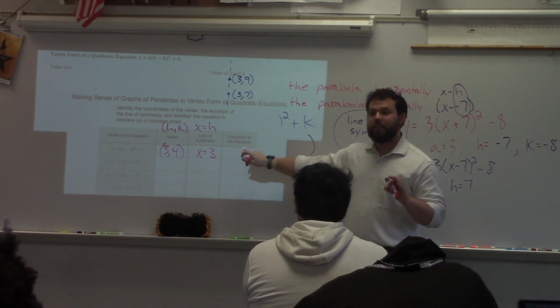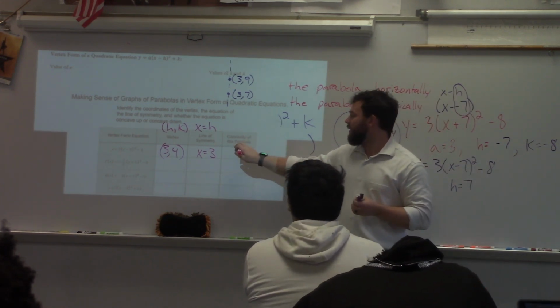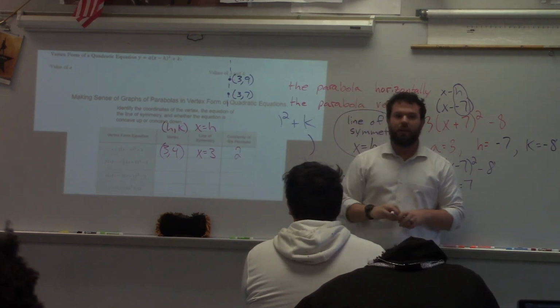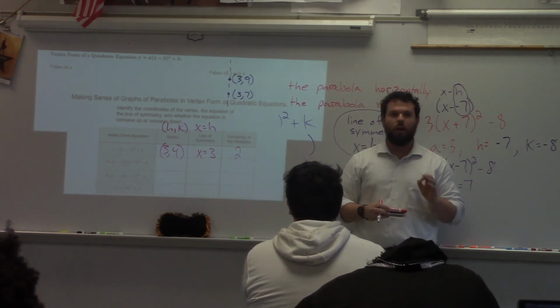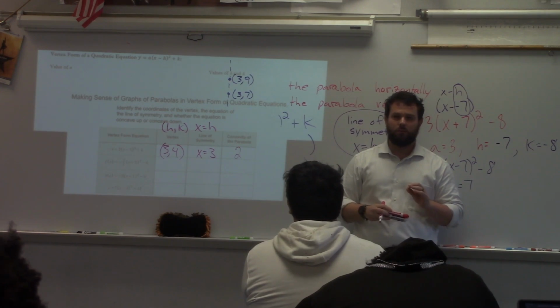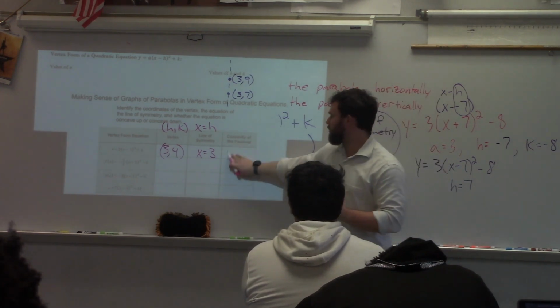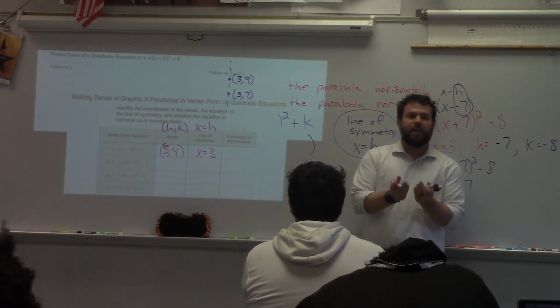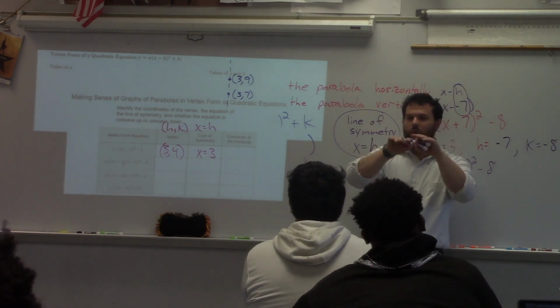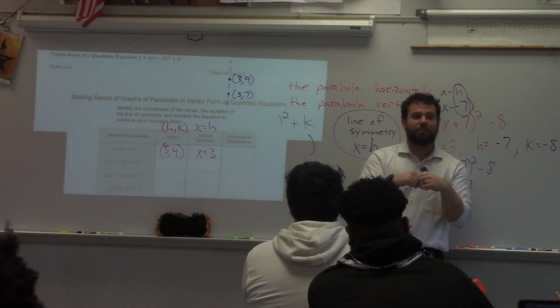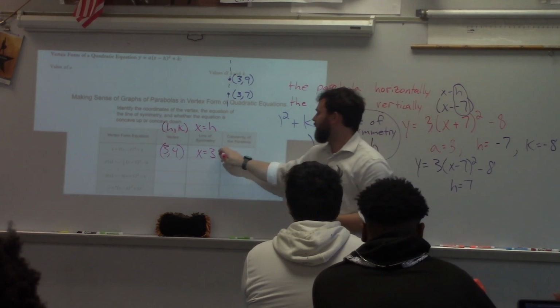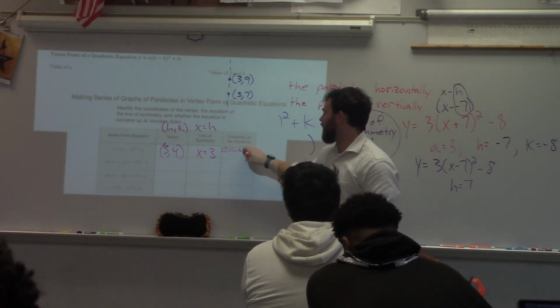Concavity. I did see a group do this. This is the most common mistake we make. I saw a group say concavity is 2. What is actually 2 though? The a is 2. But concavity is either up or down. The fact that a is 2 tells me that it's concave up because a is positive.